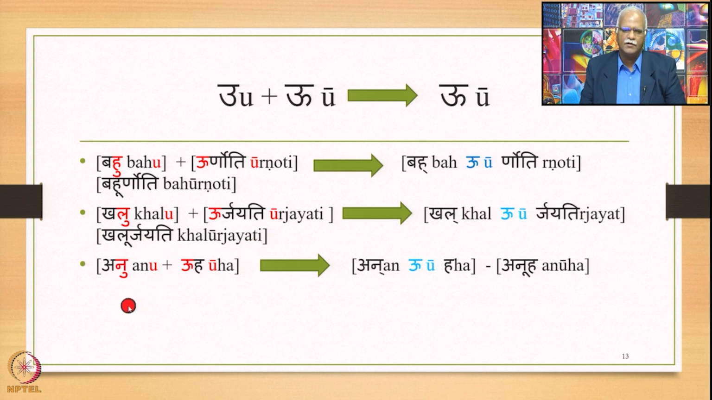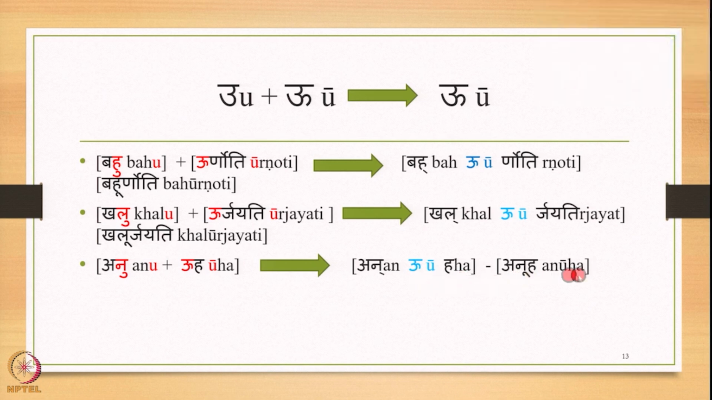Next, we have an example of a compound. So we have anu plus uha. This is a compound in which the first word anu has u at the end and the second word uha has long u at the beginning. Because this is a compound, samhita is obligatory, and therefore 6.1.101 applies and generates the output in the form of an, u and ha. When we join them together, we get anuha.